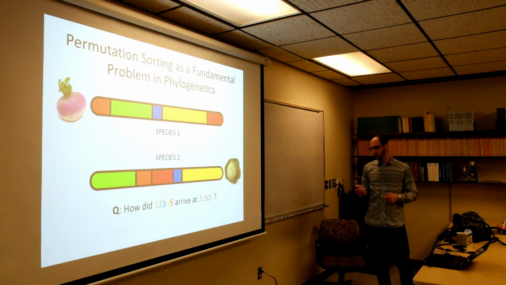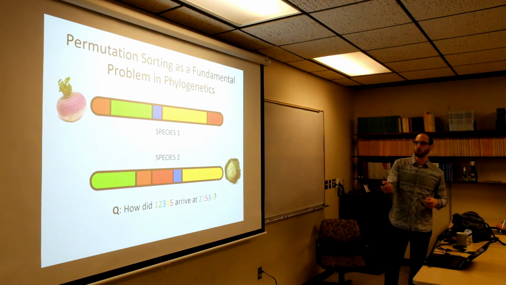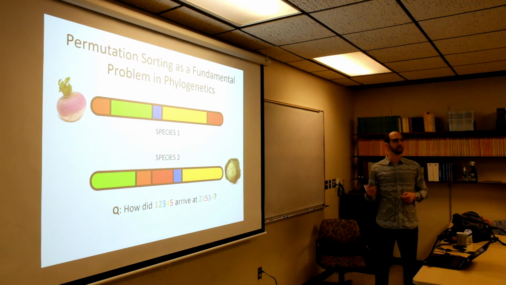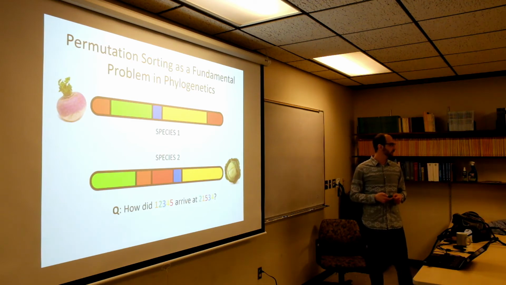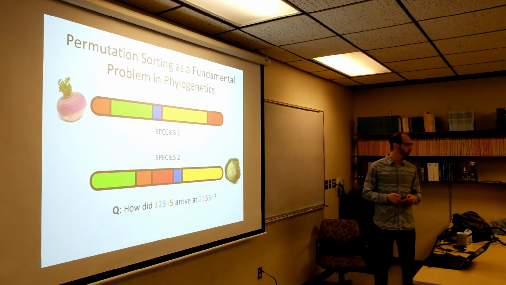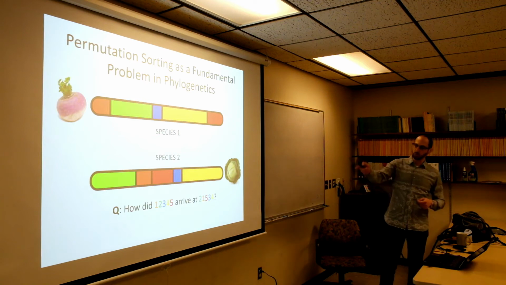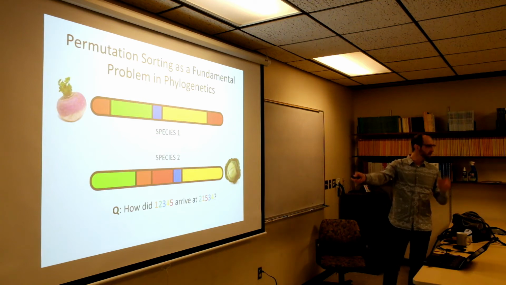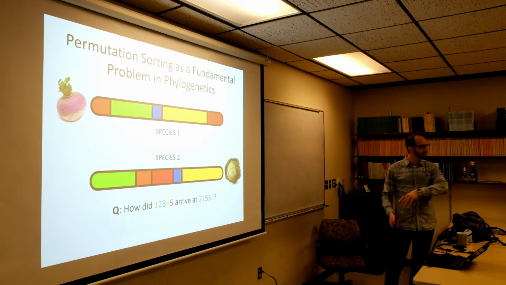And so the question is, if you think of this first genome as 1, 2, 3, 4, 5, and I've color-coded them so you can see, how did that turn into 2, 1, 5, 3, 4? What's the most likely explanation? That is, what's the highest probability sequence of events that occurred that would have led the first one to turn into the second one? Now, to be sure, the first one didn't actually turn into the second one, right?